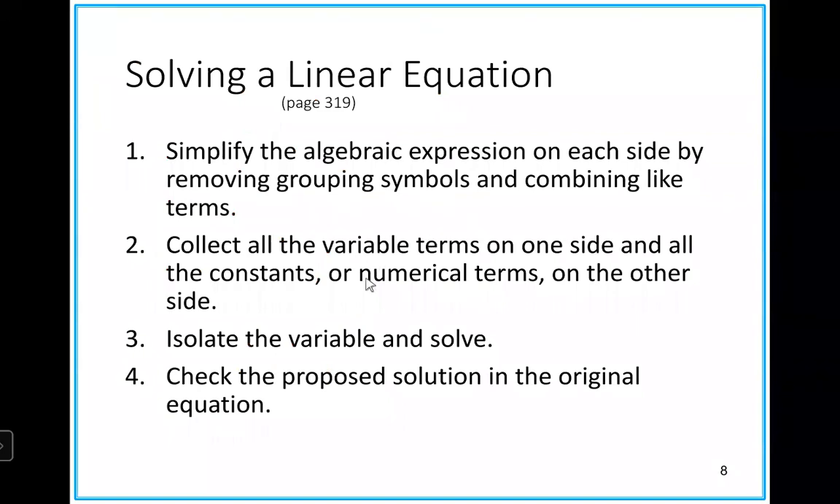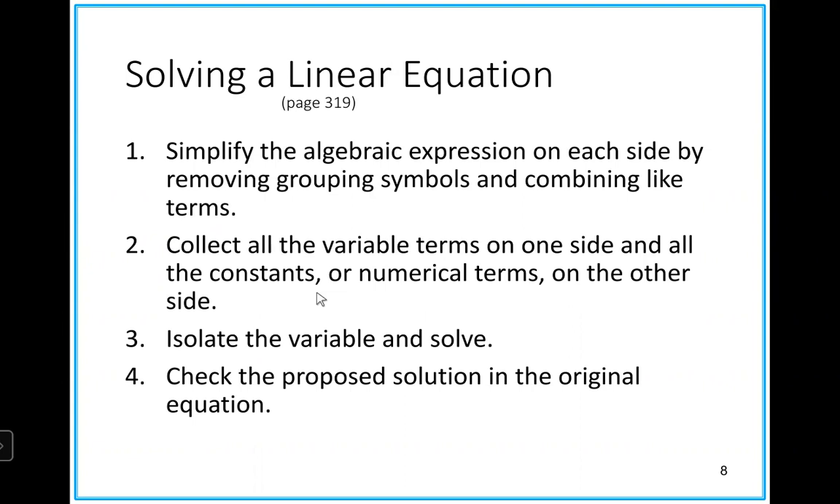Okay. So that was a simple two operation equation. Of course, equations can be a little more involved. So on page 319, they give you the steps for solving linear equations.